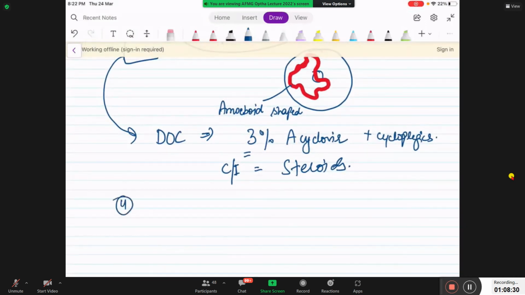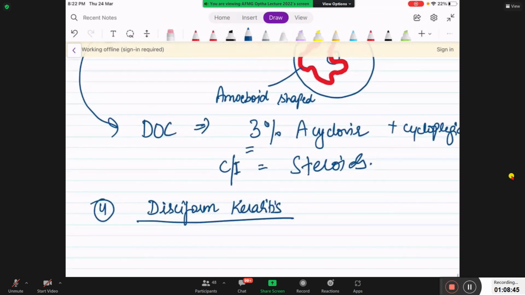Now talking about the fourth subtype of HSV keratitis. It is called disciform keratitis. Now this disciform contains D, right? So another name of disciform keratitis is also endothelitis. How will you remember this? Endothelitis also contains D. D for disciform and endothelitis.